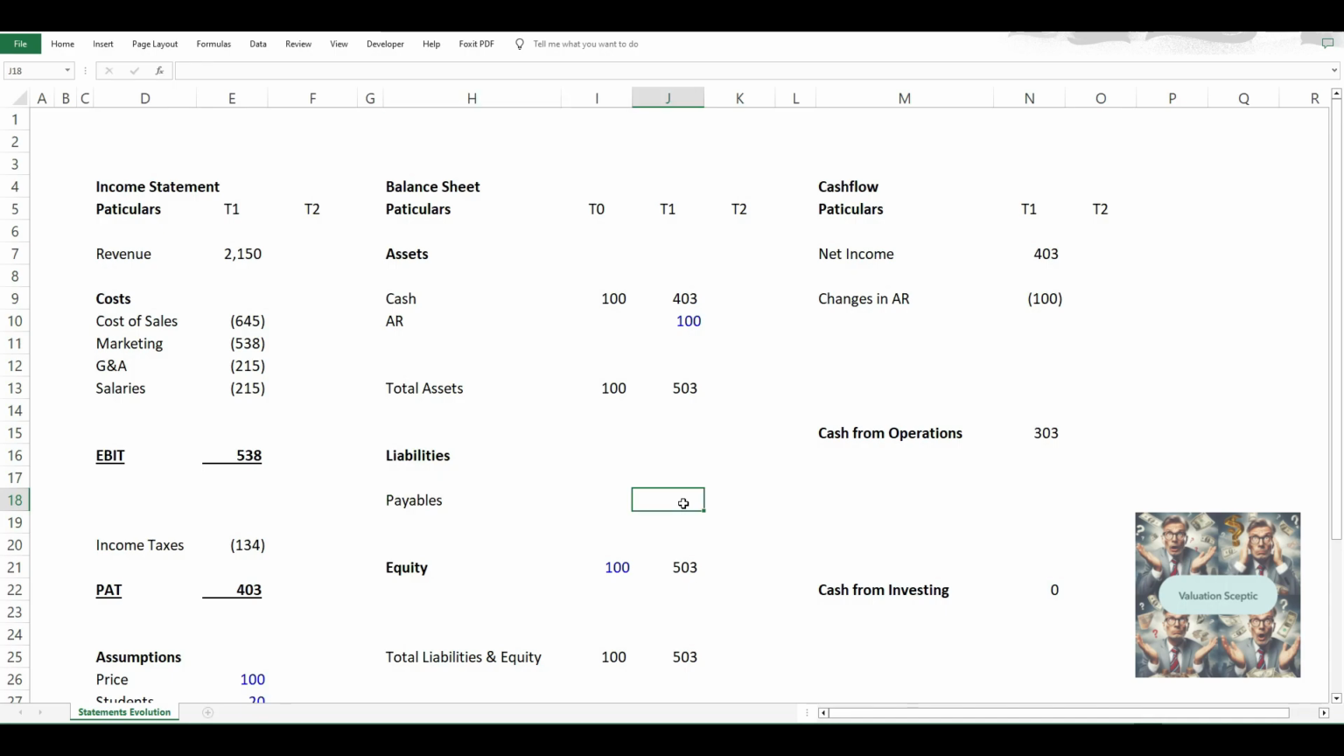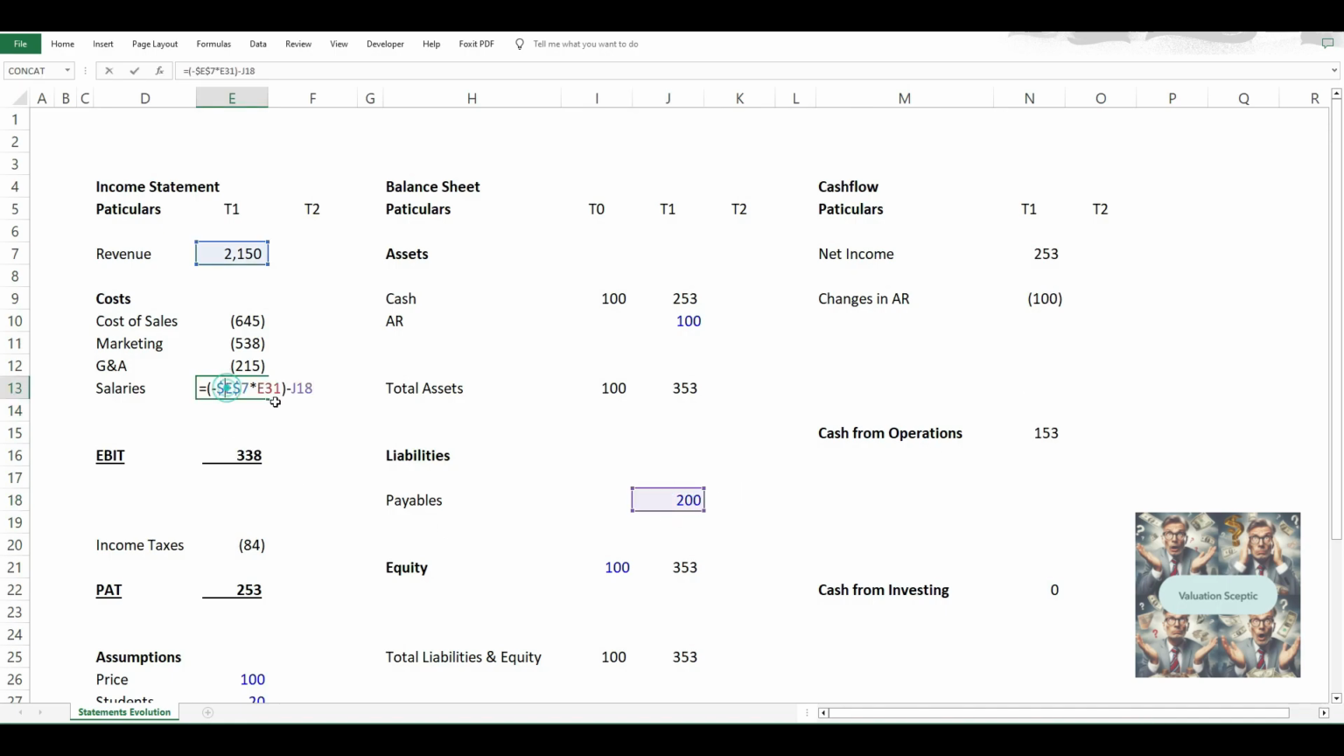Let's say 200 of payables we are supposed to pay to our employees. So I'll just hardcode this number. This 200, similar to accounts receivable, will be part of our income statement. However, when we will be paying our employees, only balance sheet and cash flow line items will get impacted.